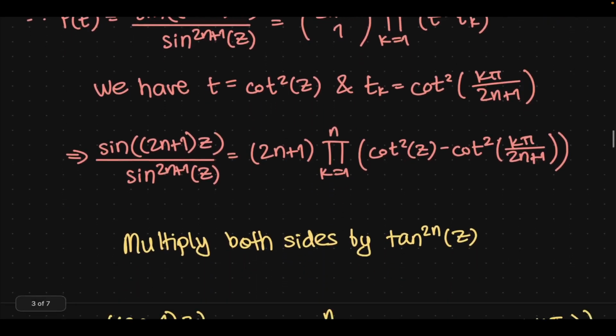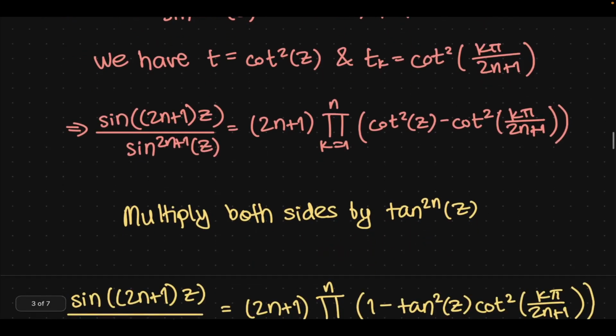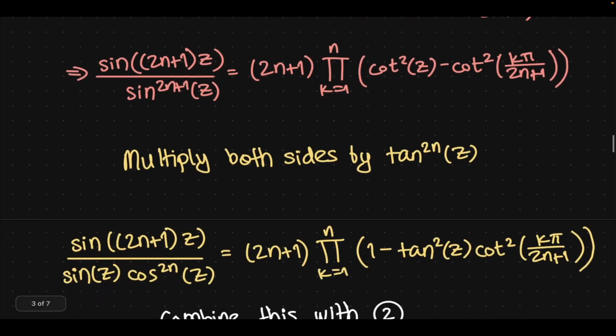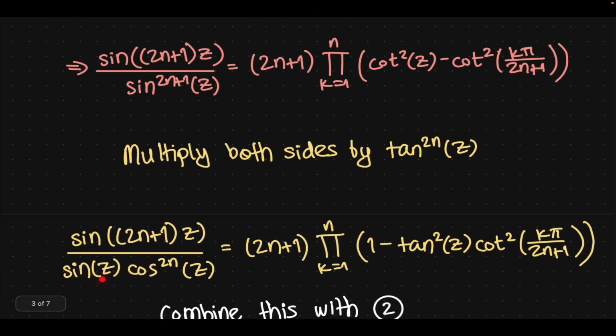Now if we multiply both sides by the tangent to the 2n of z, the denominator becomes sine z times cosine to the 2n of z equals 2n plus 1 times the product k equals 1 to n of 1 minus tangent squared. Because there are n factors, we can put a tangent squared in each of these factors in the product like this. So that gets rid of the cotangent, that's why we get a 1 minus, then we have a tangent squared z times cotangent squared k pi over 2n plus 1.